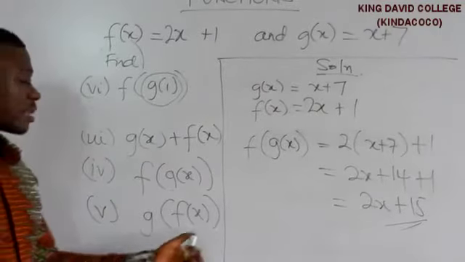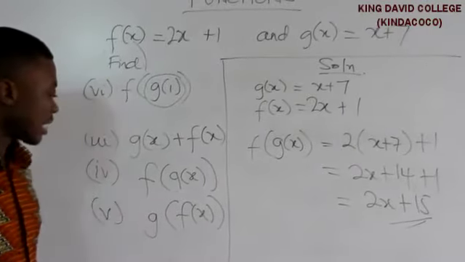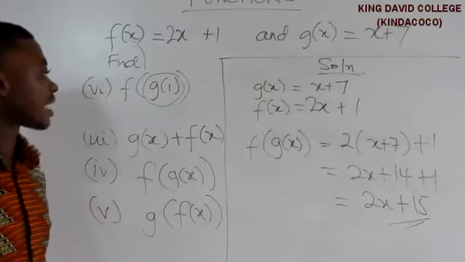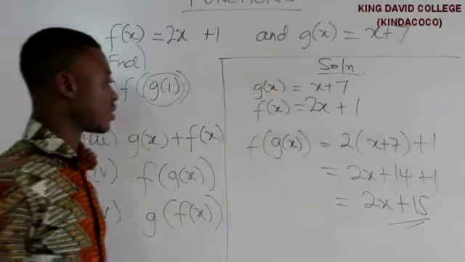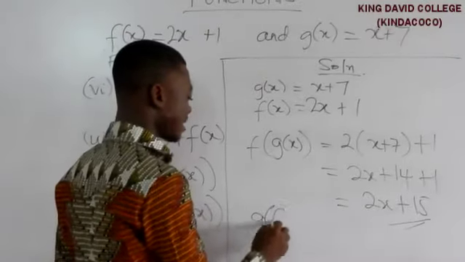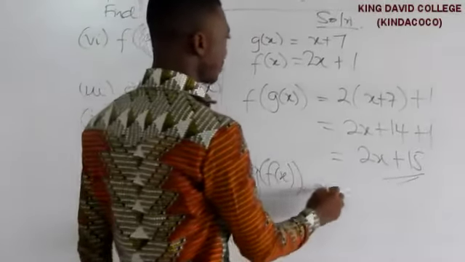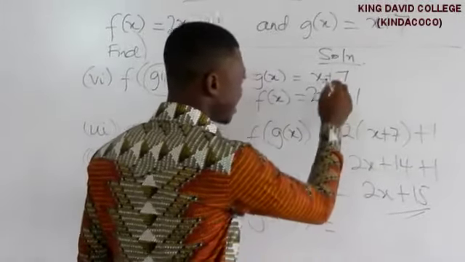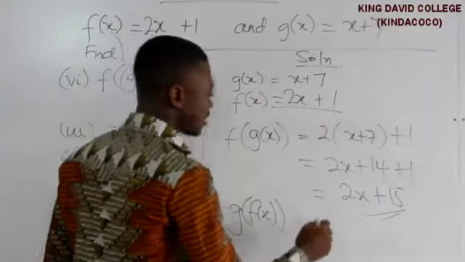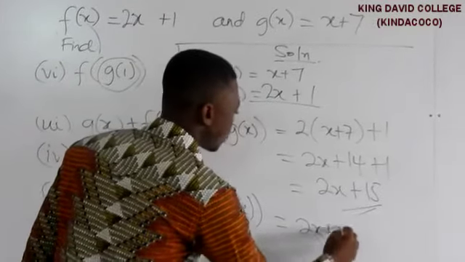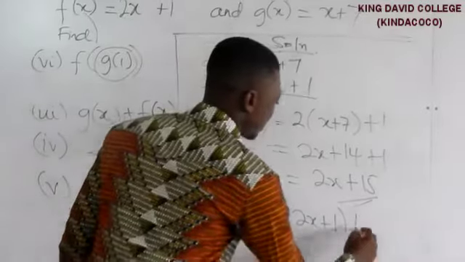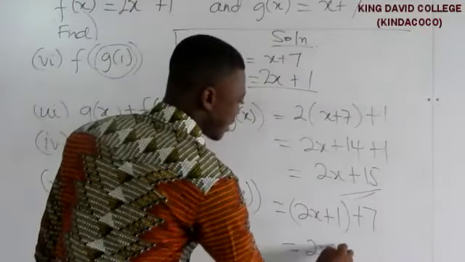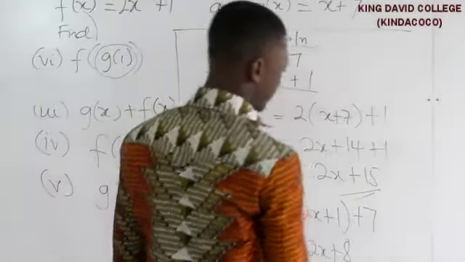Same way, if you want to do this one too, just find the f of x, which is this, and then you put it in place of the x in the g of x function. So g of f of x is going to be putting this inside g. So anywhere I see x in g, I'll replace it by this. So this is going to be 2x plus 1, all that plus 7. So at the end of the day, I'm going to get 2x plus 8.